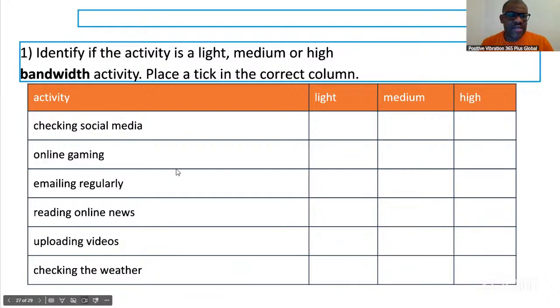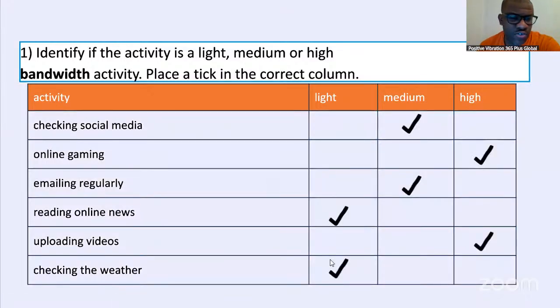All right, let's check your answers and see if you have them. So social media is really medium. Online gaming, not small games, big games, that's going to be high. Emailing regularly is going to be medium. Simply reading the news is light. Uploading a video is definitely going to be high. And of course, checking the weather is light. All right.